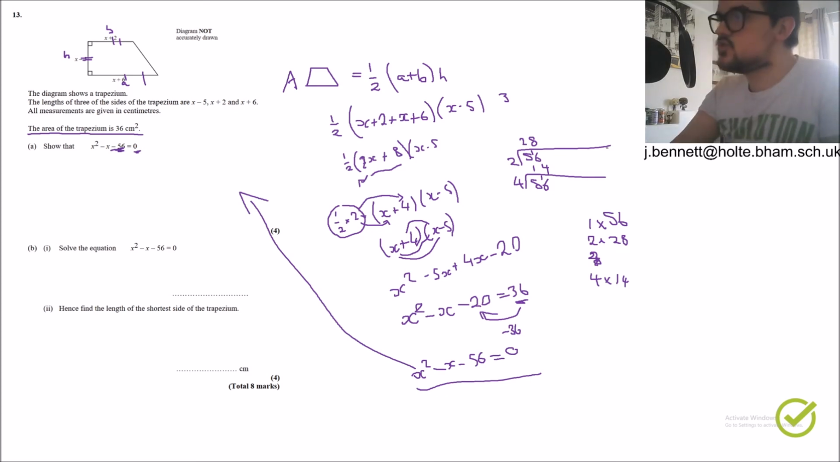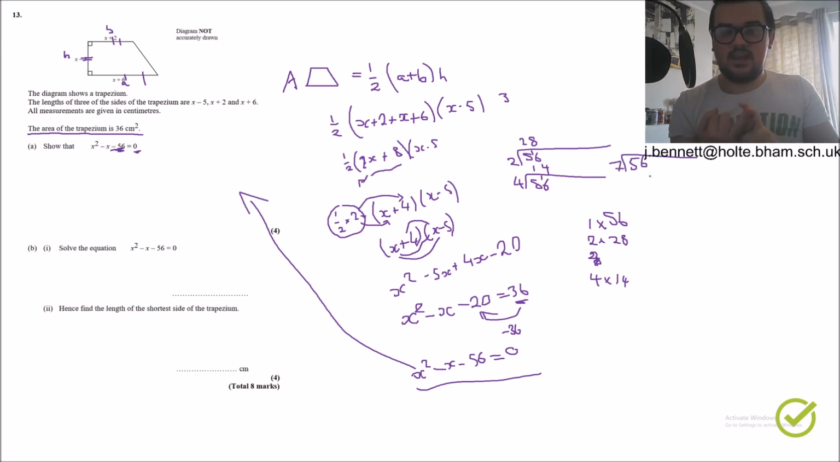7. Let's try 7. 7, 14, 21, 28, 35, 42, 49, 56. We have 8. We have 8 times 7, or put 7 times 8. The difference is 1. Now we want this number to be a negative 1, not a positive 1. So we want the biggest number to be the negative.